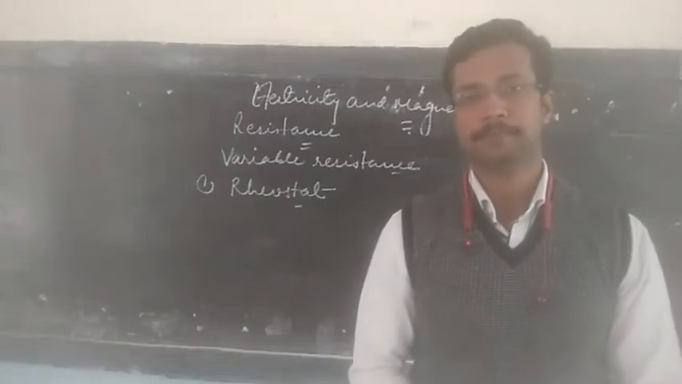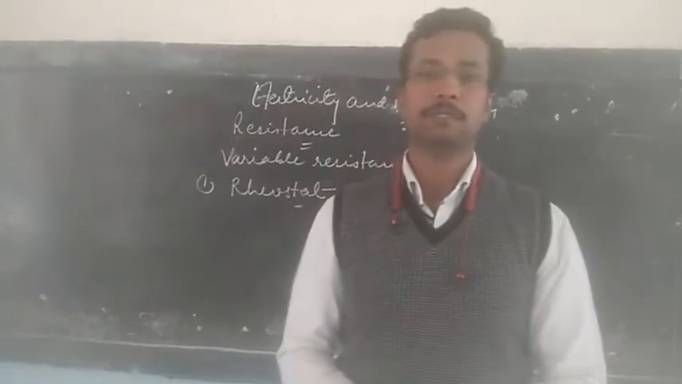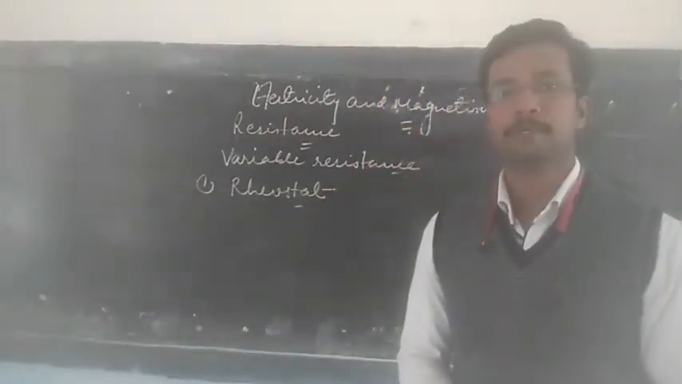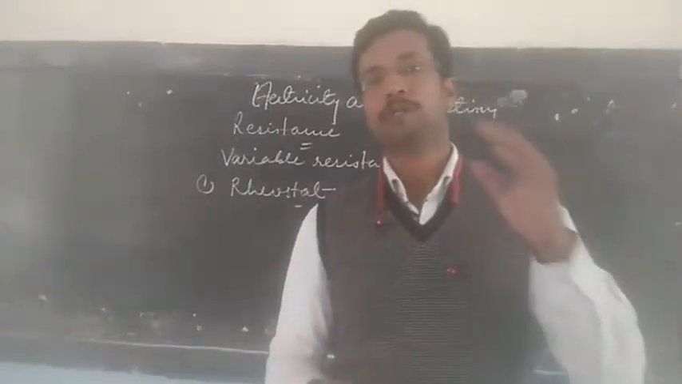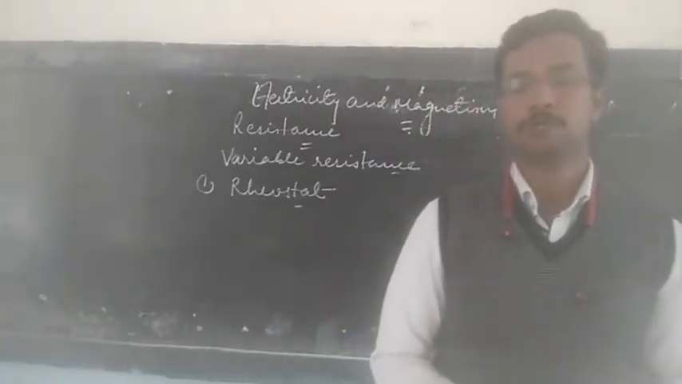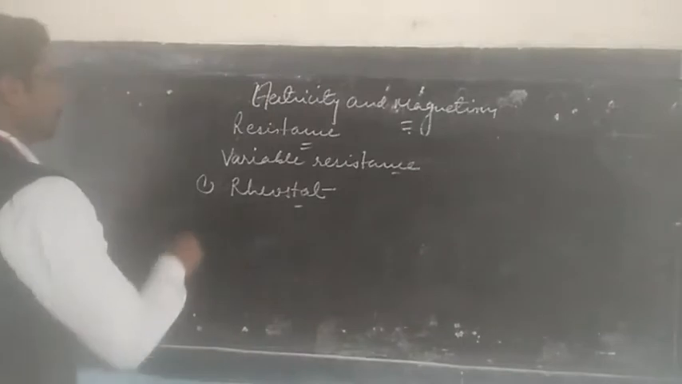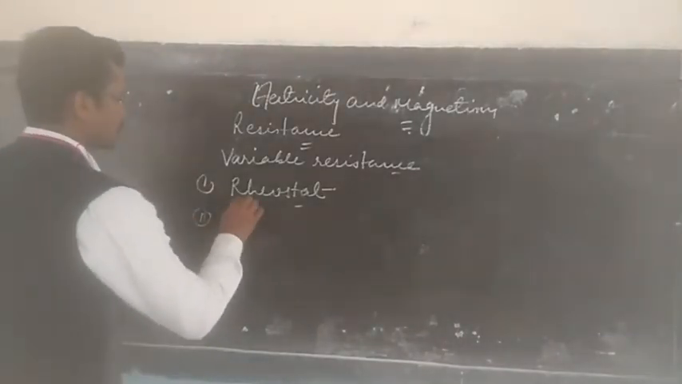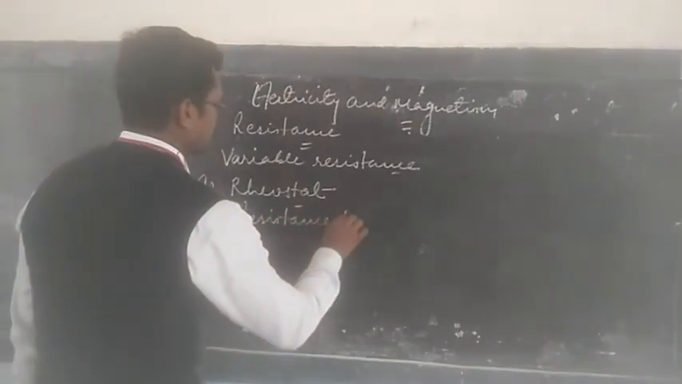cannot be determined. I repeat, the extent of the resistance cannot be measured, cannot be determined using the rheostat. We can only change the magnitude of the current. But what is the magnitude of resistance, we cannot come to know using the rheostat. So we have one more, which is called resistance box.